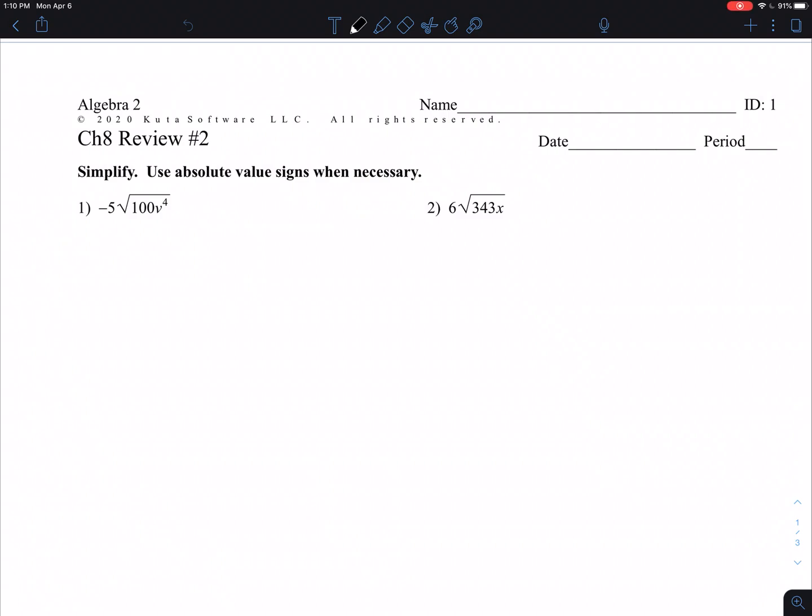Hey everybody. Let's just do some work. Let's work out some problems here from the review number 2. So it says simplify. Use absolute value signs when necessary. Okay, we can do this.